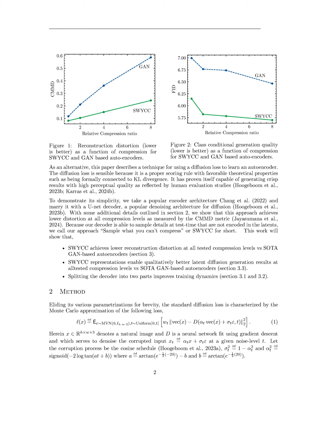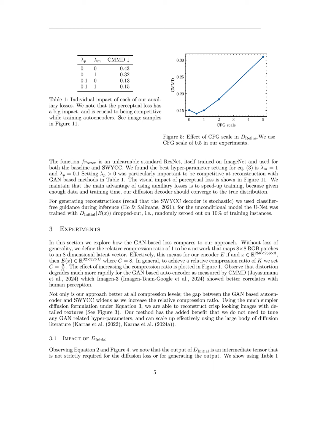Unlike GAN-based autoencoders, which are challenging to train and produce deterministic outputs, SWYCC's architecture incorporates a U-net decoder that can sample details at test time not encoded in the latents, enhancing diversity in outputs. Additionally, SWYCC achieves lower reconstruction distortion across all tested compression levels compared to state-of-the-art GAN-based methods, demonstrating its effectiveness in generating high-quality images. The method also benefits from a simpler training process without the need for tuning complex GAN-related hyperparameters.